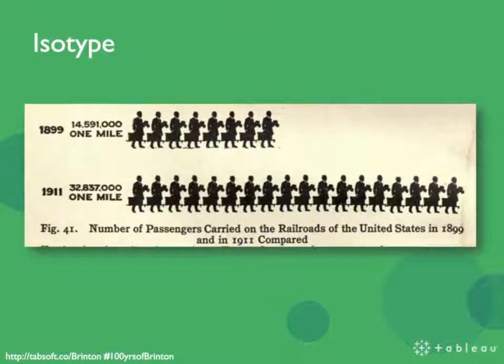A second example of innovation, something that we can actually apply to charts we design today, is around isotype. So here's a chart that Brinson redrew. This was a redrawing of an existing chart. It shows that the number of passengers between 1899 and 1911 was exploding. It more than doubled.